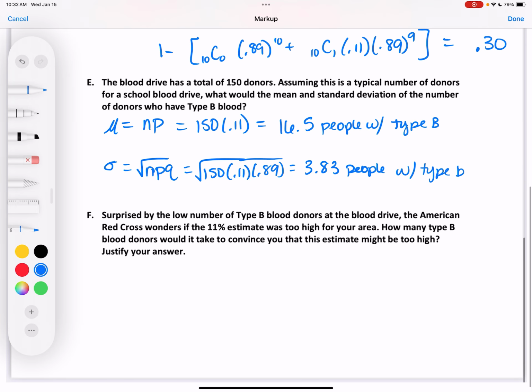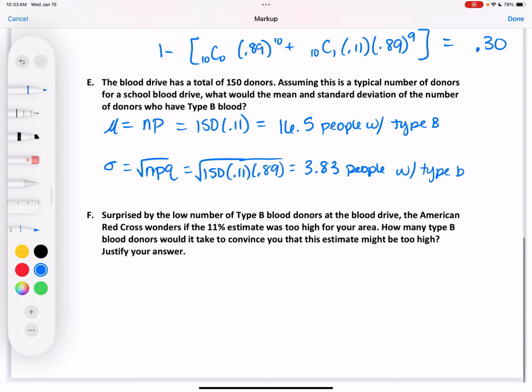So, surprised by the low number of type B blood donors at the blood drive, the American Red Cross wonders if the 11% estimate was too high for your area. I feel like it's very hard to say that from being at one school, but anyways. How many type B blood donors would it take to convince you that this estimate might be too high? I don't know how to do that one.